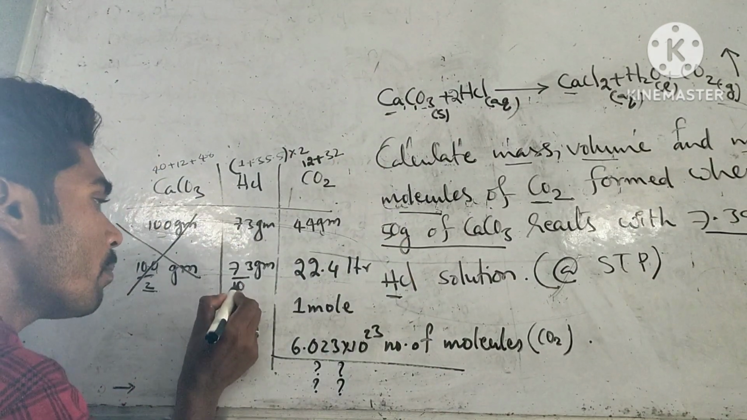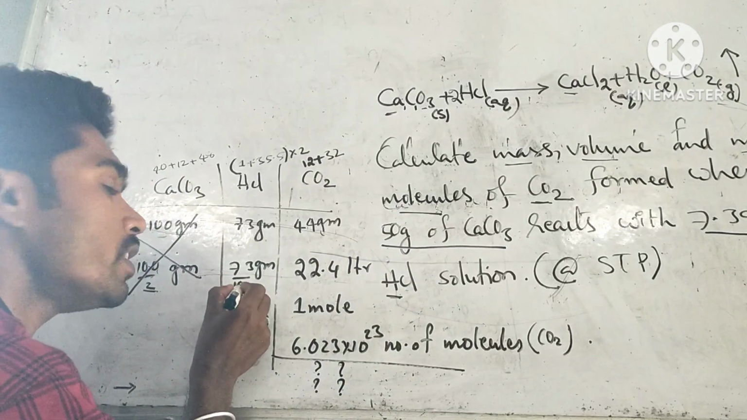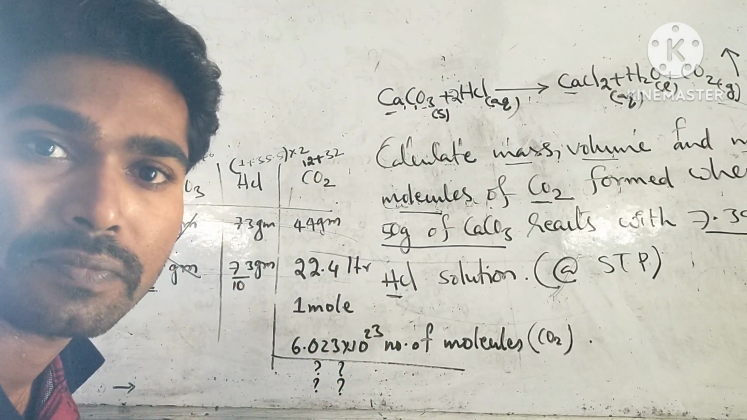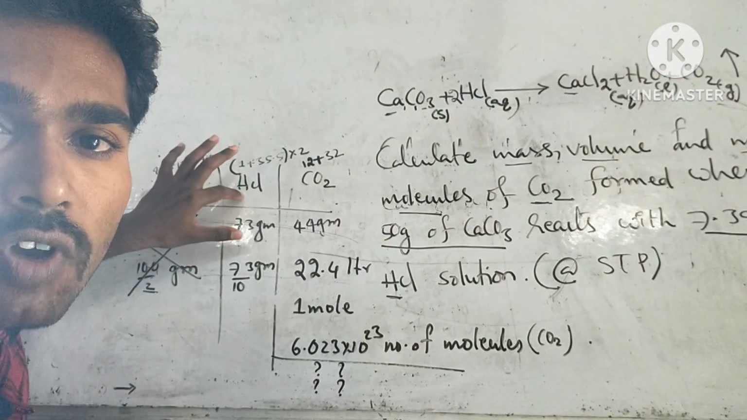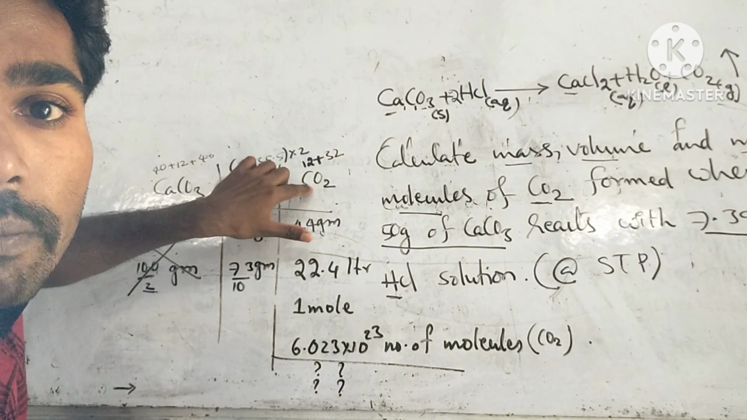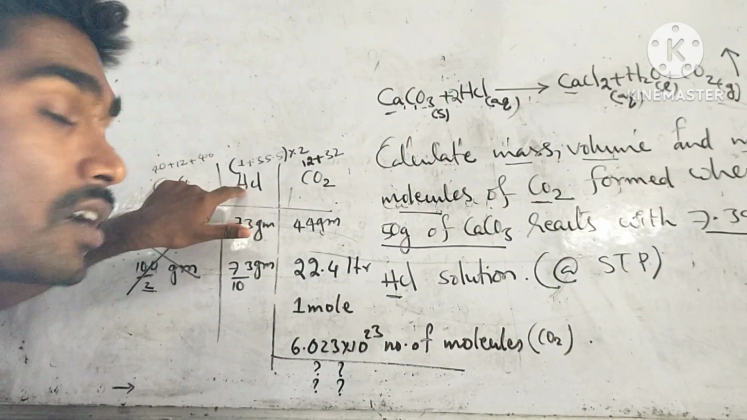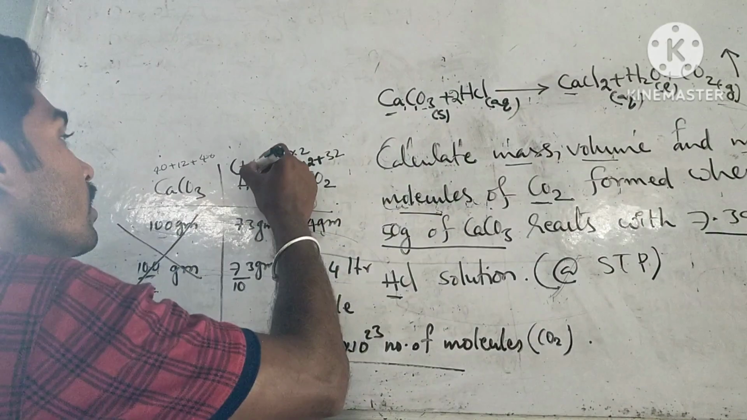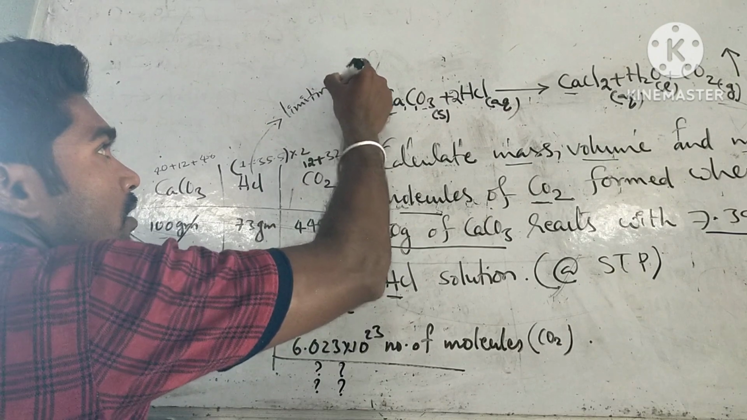Now when this becomes 1 by 10, whatever the amount of product formed depends on this quantity which is taken in less quantity. So the compound here, HCl, is taken in less quantity to control the amount of carbon dioxide formed. Such a compound is called a limiting reagent. So this is the limiting reagent.